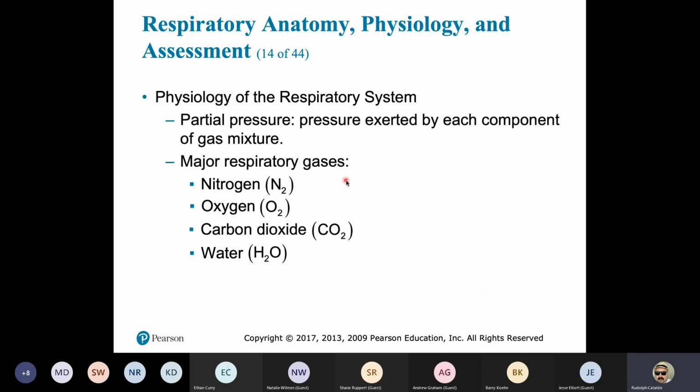All right, before we hop into this section, let's take a 10-minute break, and then we'll come back and get into our gases and our lung exchange. So take 10 minutes, and then we'll get back.